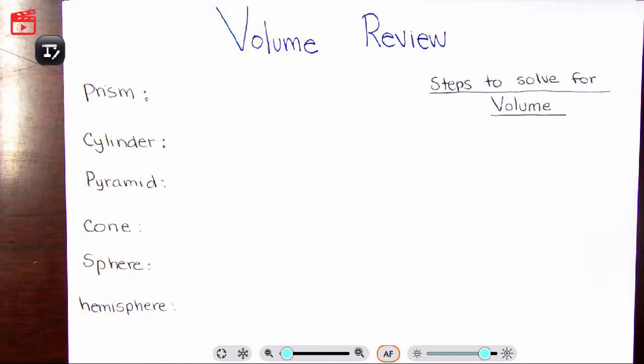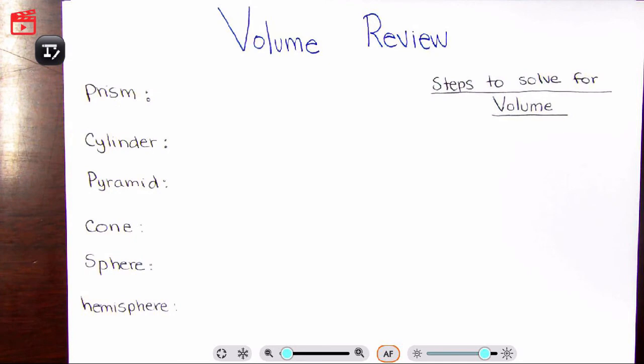In today's video we're going to be reviewing all of our volume formulas for prisms, cylinders, pyramids, cones, spheres, hemispheres. The majority of these are going to be composite figures because in a composite figure we can review more of our volumes. So here I have pre-written the formulas that we're going to need. I don't have the formulas in yet, but I do have the names and then the steps to solve for volume. Okay, so let's go ahead and review our formulas.